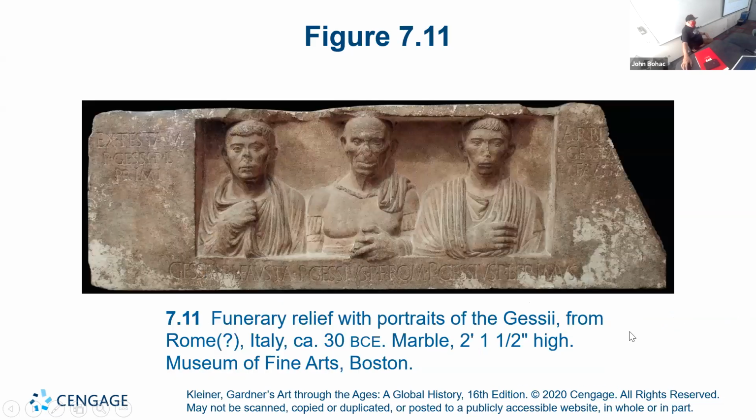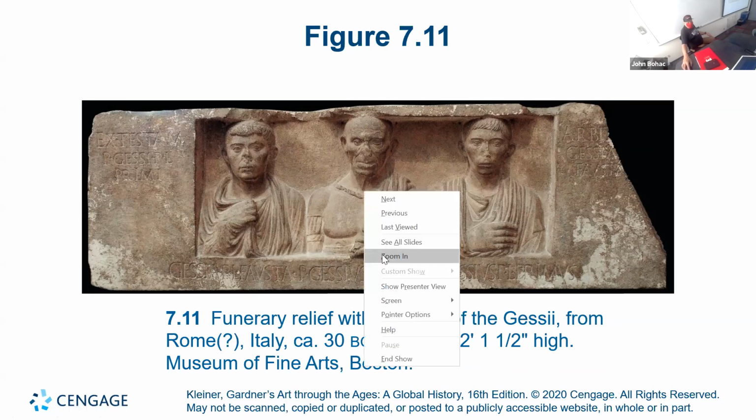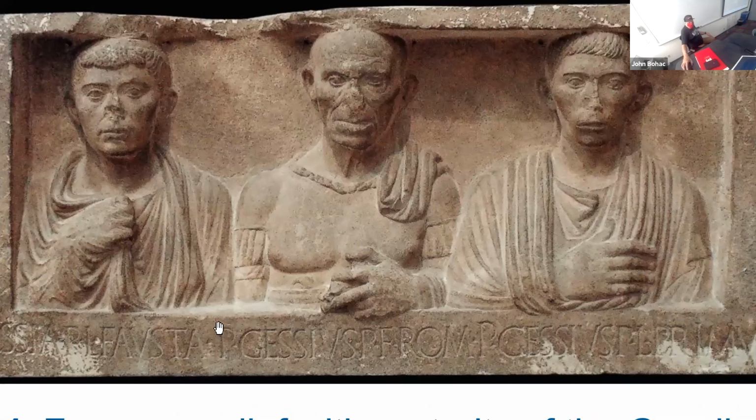And so I want to talk about the sculpture of Republican and Imperial Rome. And so this is early Imperial Rome. Funeral relief with portrait from the Jessii. And we're not exactly sure, but zoom in on this here too. What are the things that start to happen with Roman sculpture versus Greek sculpture?